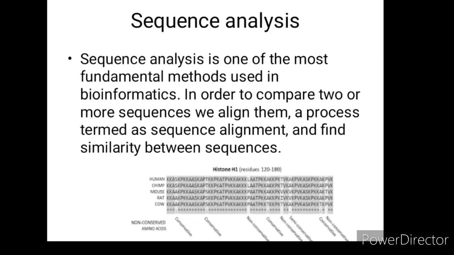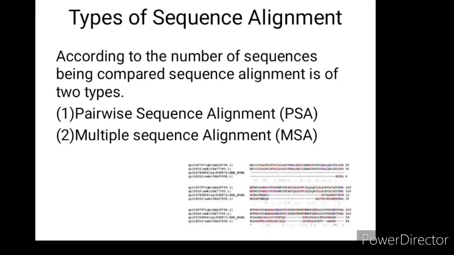So sequence alignment is the method of comparing nucleotide or protein sequences in which one can find identical or similar sequence characters. What are the types of sequence alignment? According to the number of sequences being compared, sequence alignment is of two types: pairwise sequence alignment and multiple sequence alignment. In pairwise sequence alignment, we compare only two sequences with each other to find a region of similarity or dissimilarity. It also helps in finding evolutionary history of the sequences.